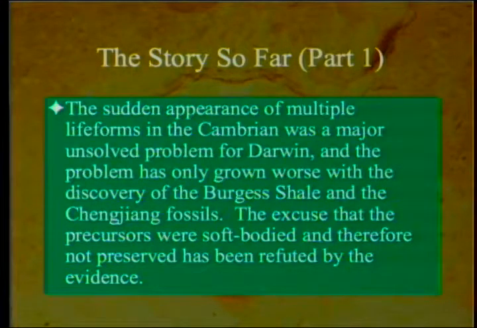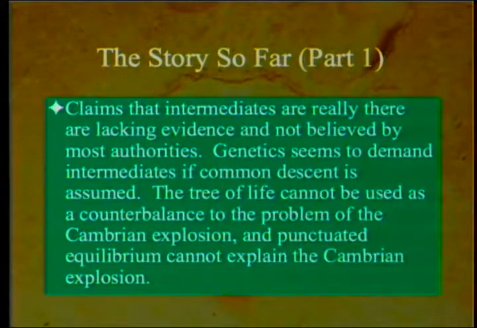The story so far in part one: we have had the sudden appearance of multiple life forms in the Cambrian, which was a major unsolved problem for Darwin. By the way, the green stuff is my own comments, and the plain background is Darwin's Doubt itself. And the problem has only grown worse with the discovery of the Burgess Shale and the Chengjiang fossils. The excuse that precursors were soft-bodied and therefore not preserved has been refuted by the evidence. Claims that intermediates are really there are lacking evidence and not believed by most authorities. In other words, it's not really true.